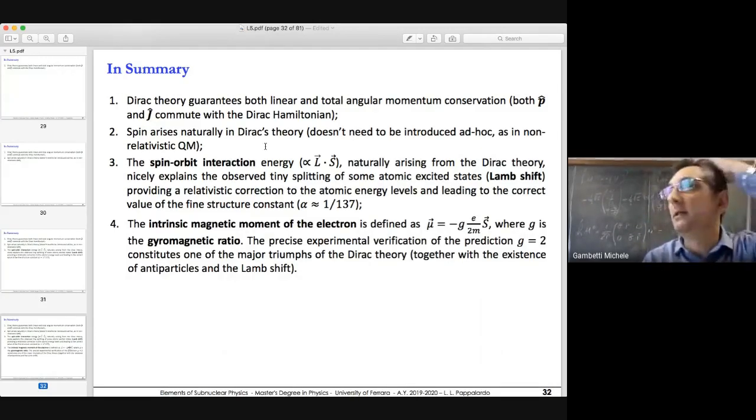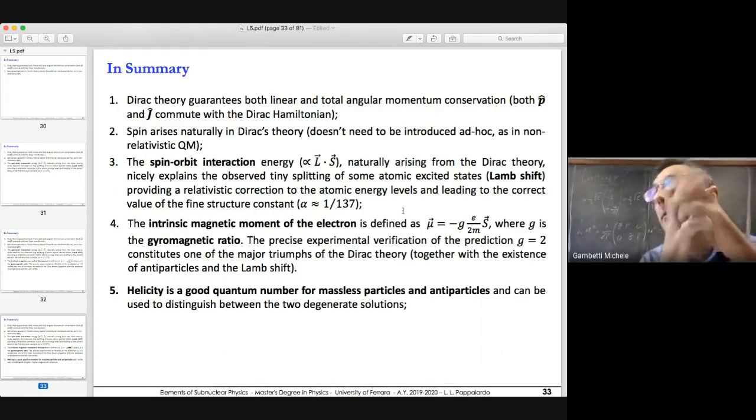Not only this. Now, we also introduced the magnetic moment for a, let's say, Dirac particle or an electron. So in general, it is defined by this, but then the Dirac theory predicts that the value of the gyromagnetic ratio g is exactly 2, and this is precisely verified experimentally, okay? And this experimental verification that g is equal to 2 to very, very high precision, of course, was another major triumph of the Dirac theory, okay? Together with the existence of antiparticles, of course, as we've seen last time, and together with the Lamb shift, okay?